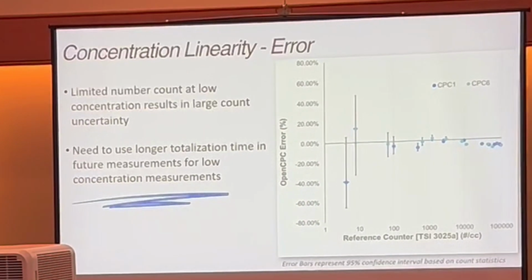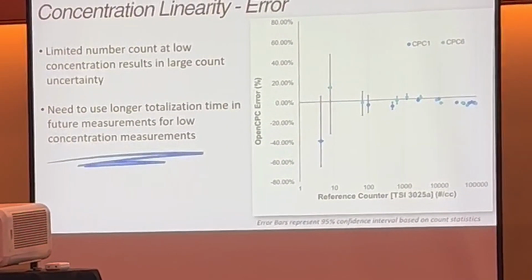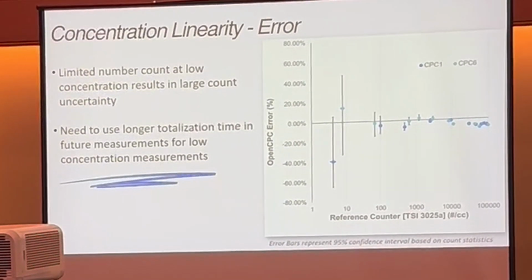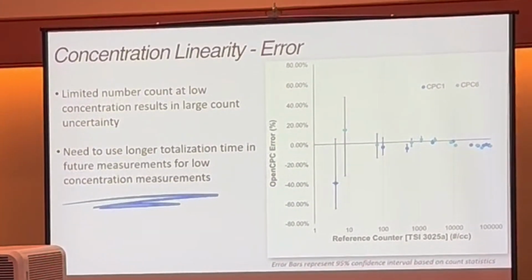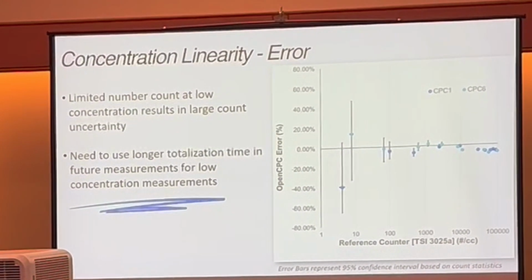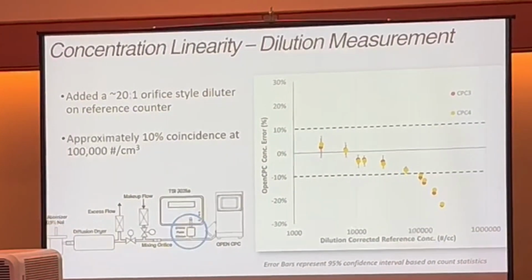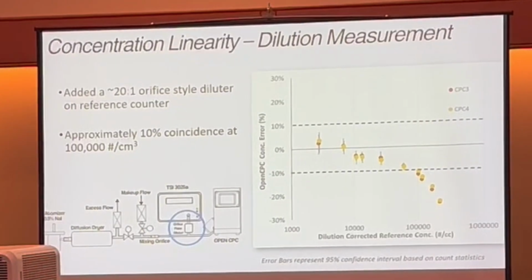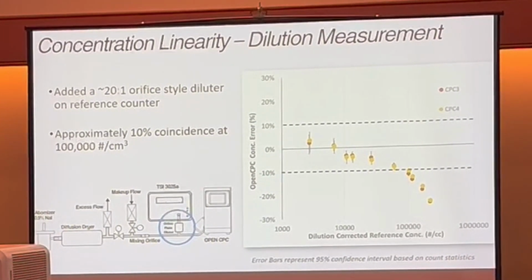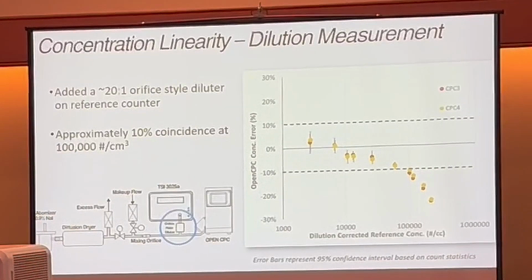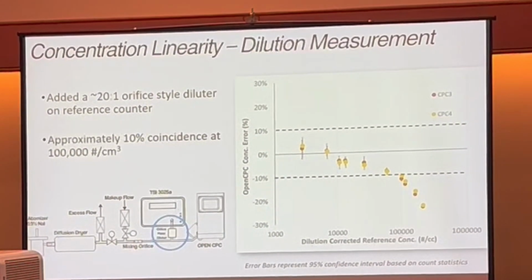So as you can see, as we get to higher counts, they start to coalesce, but we still have that drop on the high end. And if you're paying attention, you're gonna say, Aaron, use the 3025A. It itself has coincidence, so you're only really comparing the relative coincidence of these two devices, and you are correct. So to overcome that, we add a diluter in front of the 3025A. We had a 20-to-1 dilution. What this does is it brings the 3025A into a region where coincidence is pretty negligible, but we can still have our OpenCPC at a high concentration.